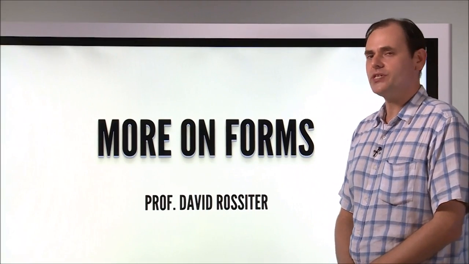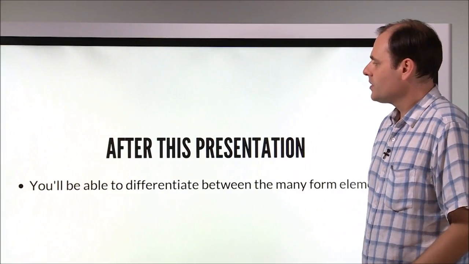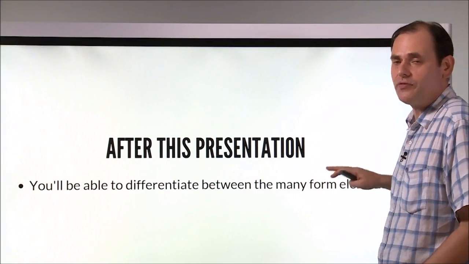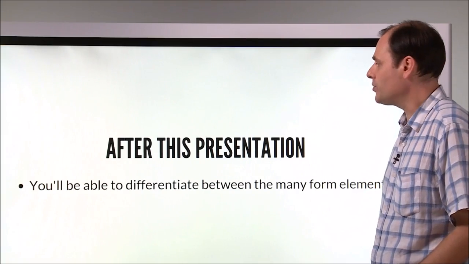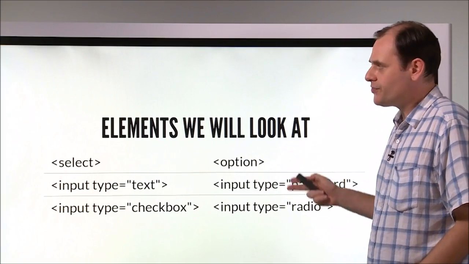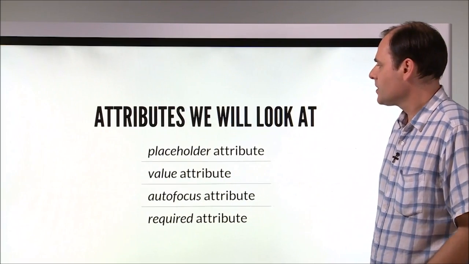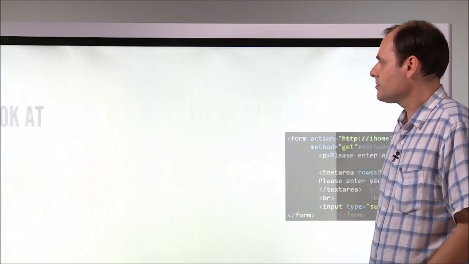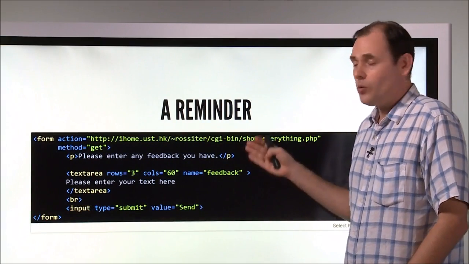All right, let's look at forms in a bit more detail. So after this presentation, you'll be able to differentiate between quite a lot of the many different types of form input. These are different elements we're going to look at, and also a lot of the attributes which work together with the elements. So where are we at the moment?